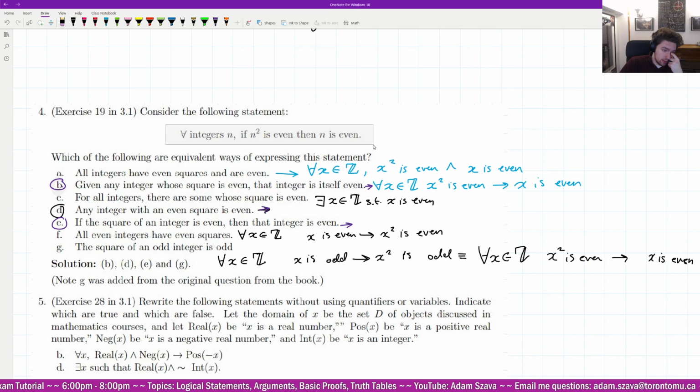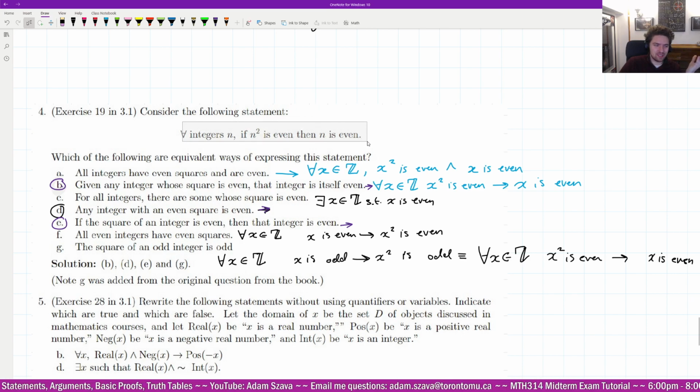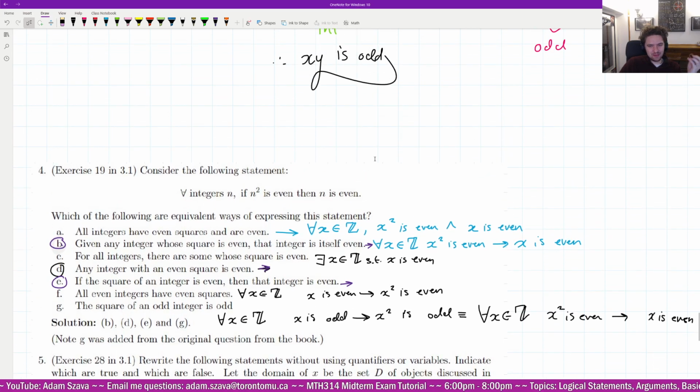Can I get a vote? Thumbs up, thumbs down? Did I prove this? One thumbs up. So far, thumbs up's winning. If there's even one person who doesn't want me to do it. Gotta vote with thumbs up, thumbs down. Okay. There's two thumbs ups. Let's just do it quickly.